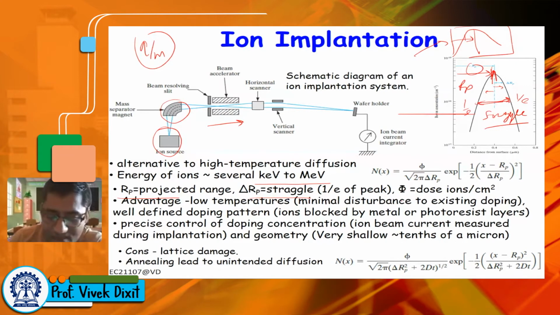And phi is the dose of ions per square centimeter, because we are supplying the ions on the surface. So this dose is expressed as per square centimeter. And when it goes inside, we talk of the doping per cubic centimeter. So the doping inside is given by this exponential or Gaussian type of function, with average at RP and with delta RP as the standard deviation. And the peak doping concentration is dose divided by root 2 pi delta RP. Now it has the unit of per cubic centimeter. So that is the doping profile.